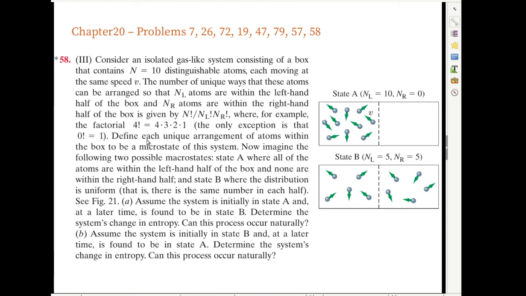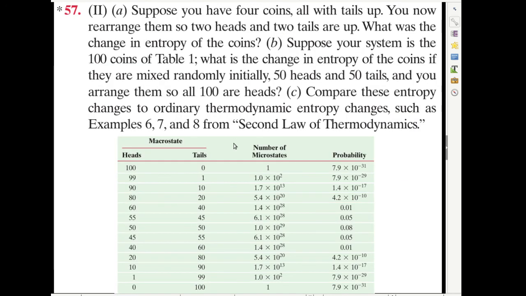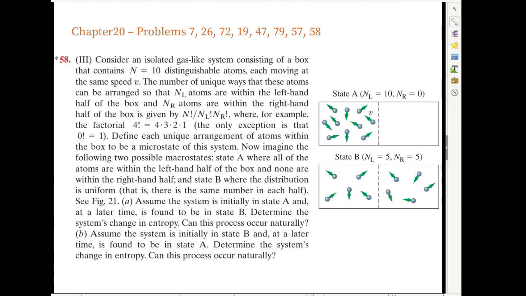So the calculation here is a little bit more complicated, but they are giving you the hard part, this N factorial divided by NL factorial and NR factorial. If you're allowed to use this rather than trying this yourself, then this problem is very similar to the previous problem, 57. Okay, I think that's all I want to say for this.